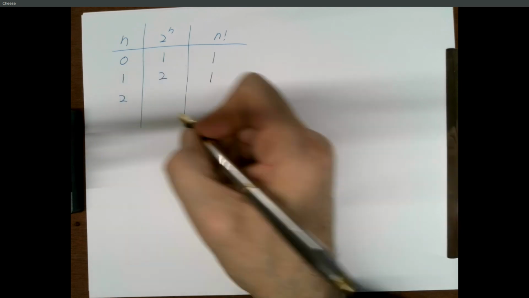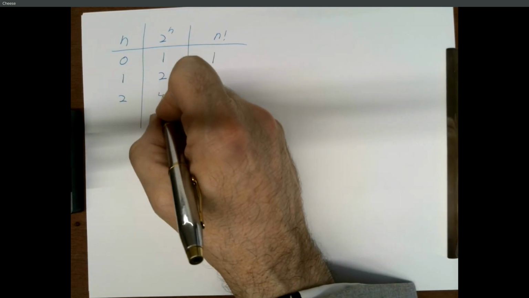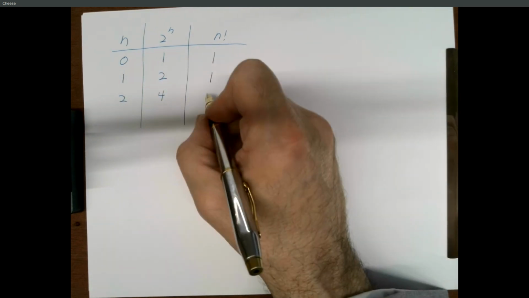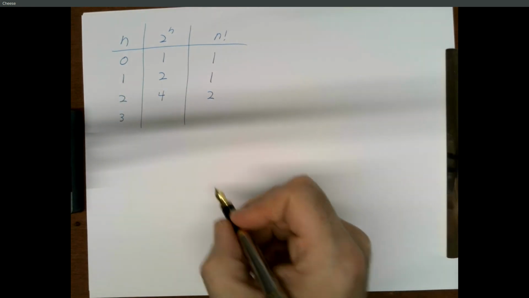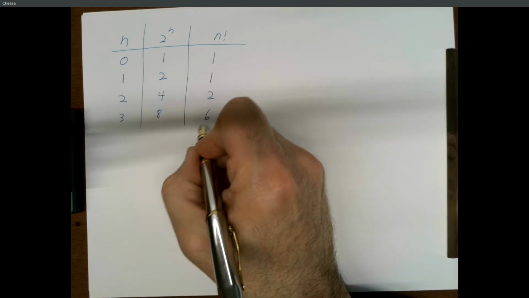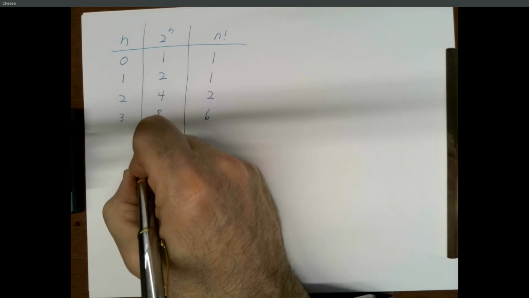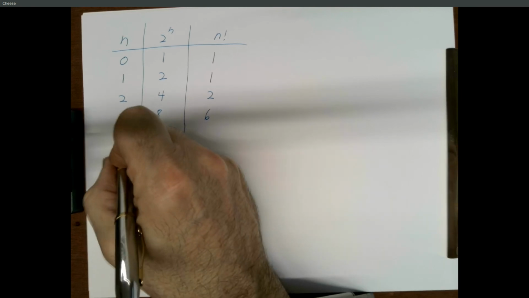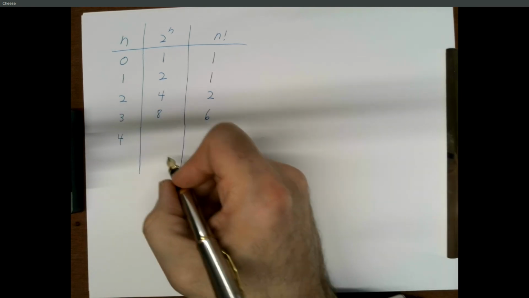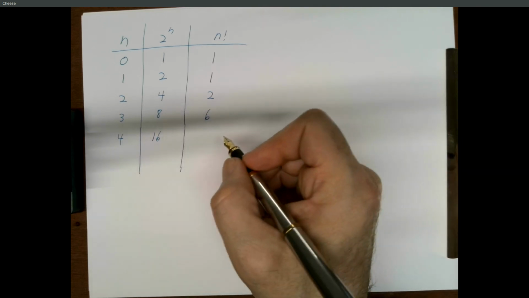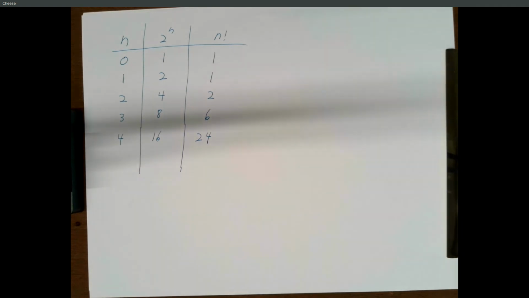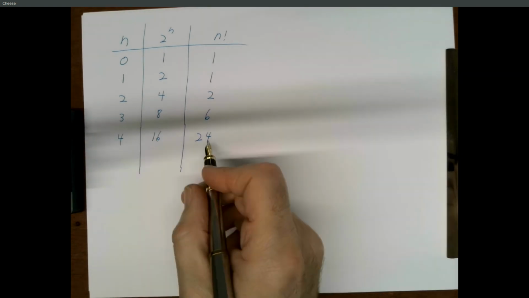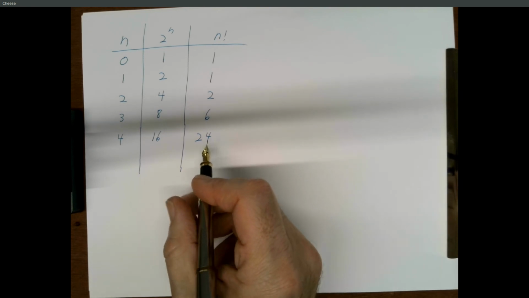What about n equals 2? 2 squared is 4. What's 2 factorial? 2. 2 to the n is still bigger. What about 3? 8 and 6. Looks like 2 to the n is always bigger than n factorial, right? What about 4? 16. 4 factorial? 6 times 4, 24. So n factorial is just first n numbers multiplied together. So 2 to the n is less than n factorial for n equals 4.